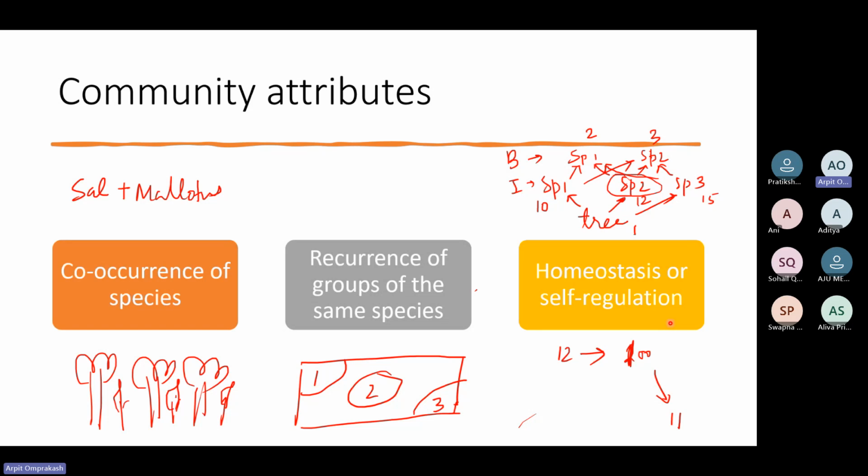Recurrence of groups of the same species: basically, if this co-occurrence happens in more and more places that are far apart, that leads to a recurrence of groups of the same species, and to homeostasis or self-regulation. So basically what happens is, in the community, if one population is slightly changed, then mechanisms such as prey, predator, trophic chains and all that come into play and try to bring that population back to the original level, whether it was higher or lower.